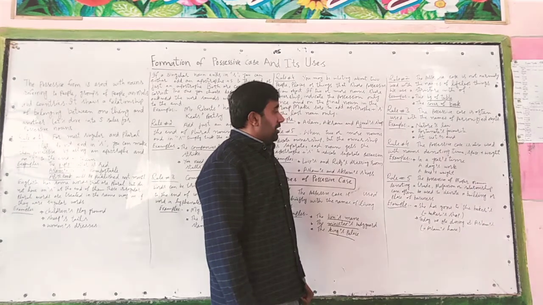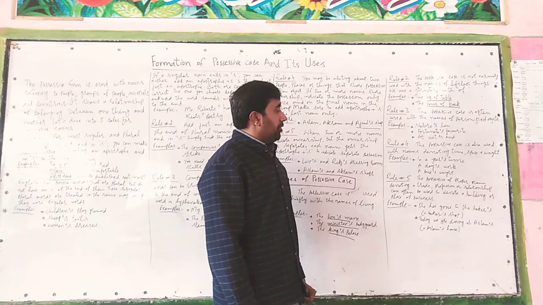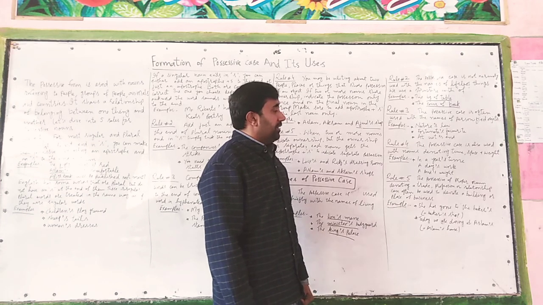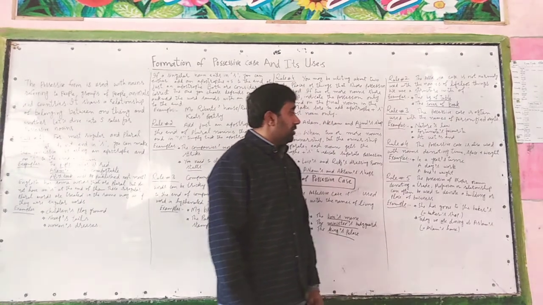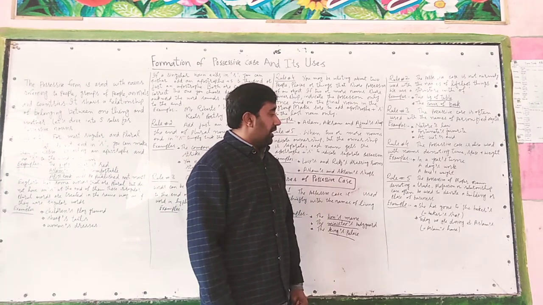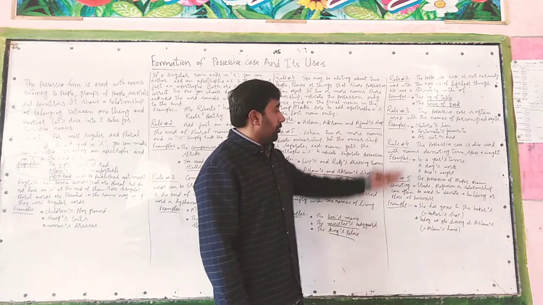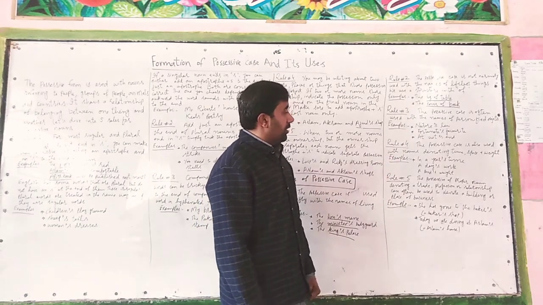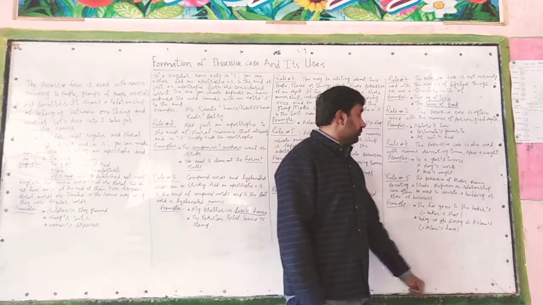Rule number 4: the possessive case is also used with nouns denoting time, space and weight. All the nouns that denote time, space and weight, we use the possessive case. As examples: in a year's time, it denotes time; a day's work, duration; a pound's weight.